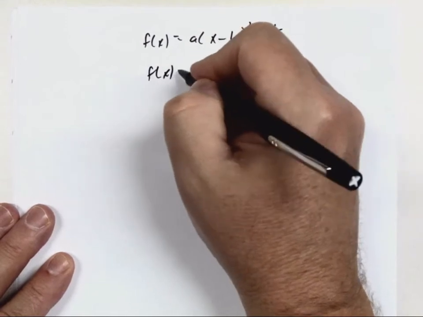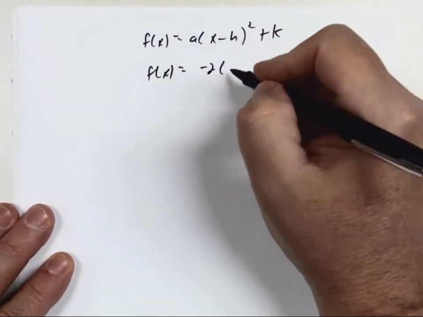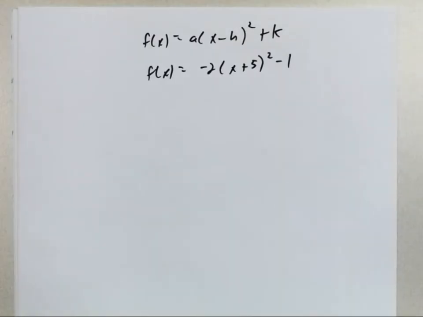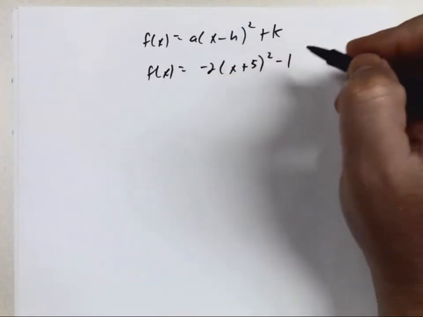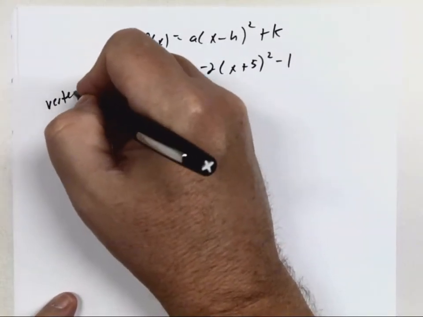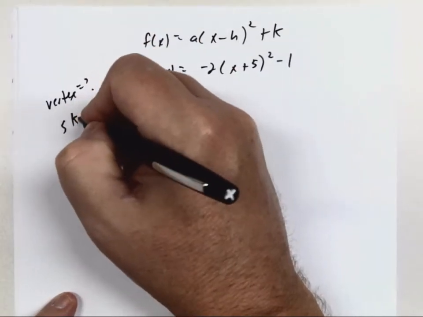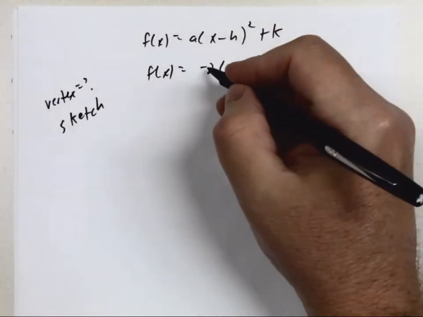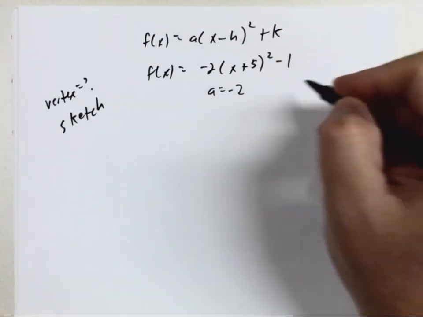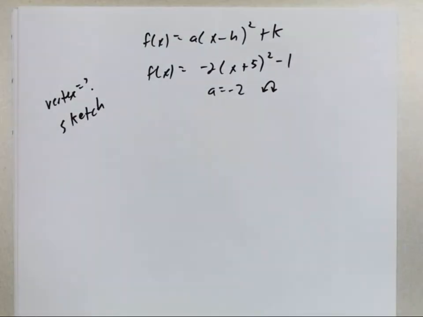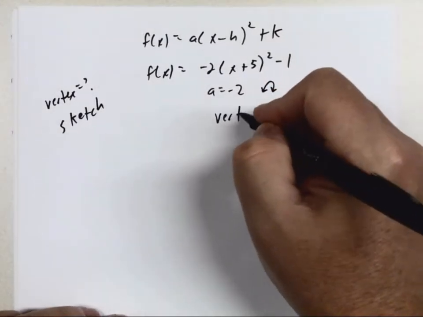Let's say you're given this equation. You know it's a quadratic equation, and it's in the form of this parabola equation, so they do the same thing. They just say, what's the vertex, and make a rough sketch. Well, a is -2, therefore it's going to open down. Now to get the vertex, this is where it can get a little tricky.